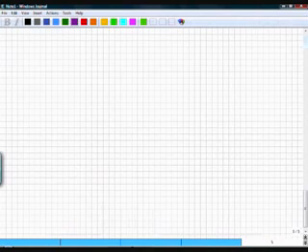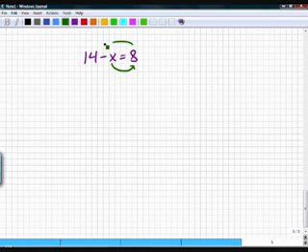Next problem, 14 minus x is 8. If you want to move the x to the other side and the 8 to this side, that's fine, because then you can do it in your head. Negative x becomes what? Positive x. Positive 8 becomes, so you have 14 and minus 8, so x is 6.